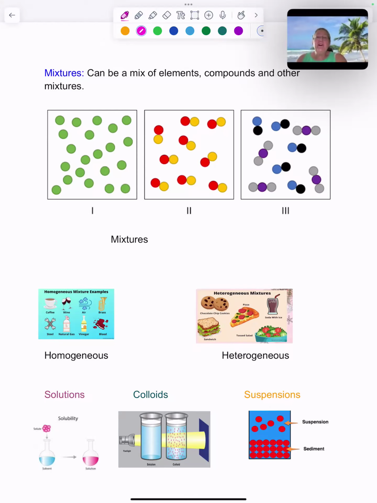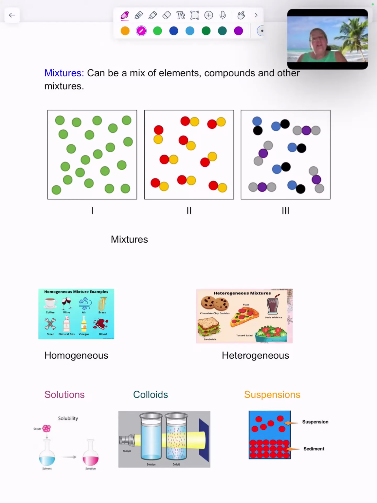Today we're going to talk about mixtures. A mixture can be a mix of elements, compounds, and other mixtures. So a mixture is a mix of all sorts of different things. So let's look at some particle diagrams to kind of identify what these things would be.